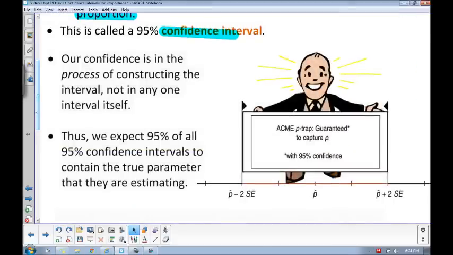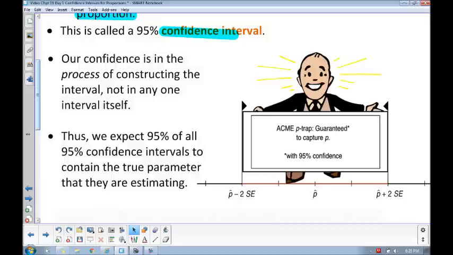Our confidence is in the process of constructing the interval, not any one interval itself, because we've seen that some intervals fail. It's not about the interval itself, it's about the process that we go through, and if we were to repeat that process over and over again, 95% of those resulting intervals should contain the true population parameter. So we have 2 different things here.